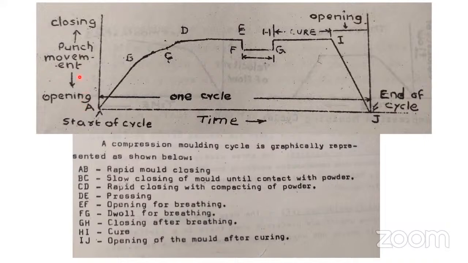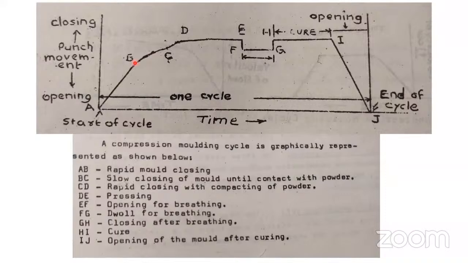Now, when you are opening the mold, right? When you are opening the mold, what will happen, friend? Your cycle starts. Cycle start. See now, A to B. What is A to B? Rapid mold closing. Fast. You have to close the mold.